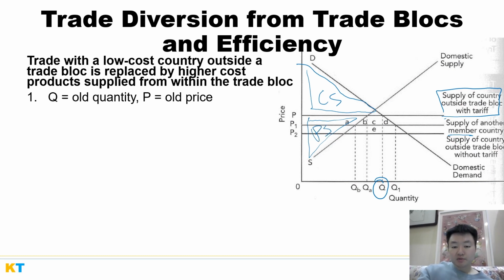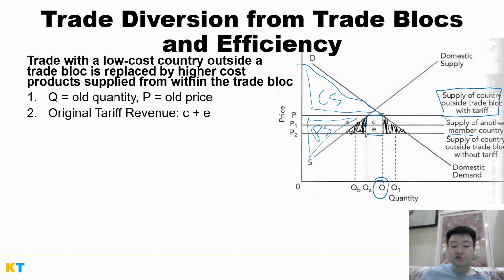Now, because we're trading with another country and we've imposed import tariffs, there is tariff revenue. So right here, C plus E is tariff revenue. And I'm just going to color in the deadweight loss. It's going to be these two triangles over here. And so the original tariff revenue is C plus E. The trade bloc price now, though, is P1.